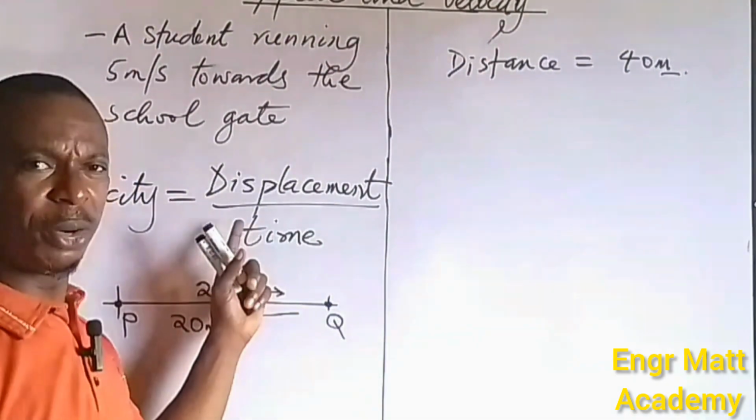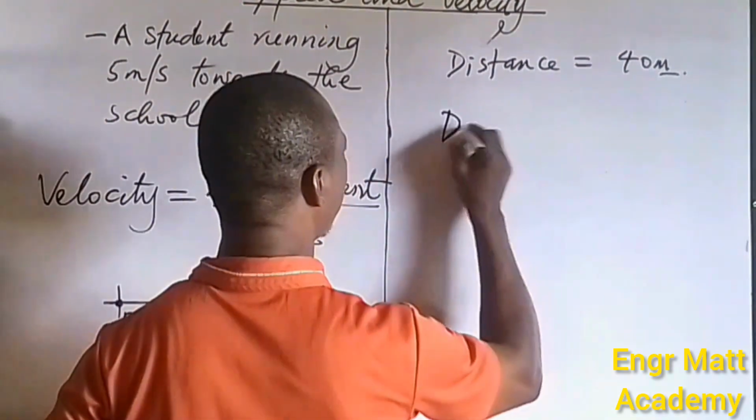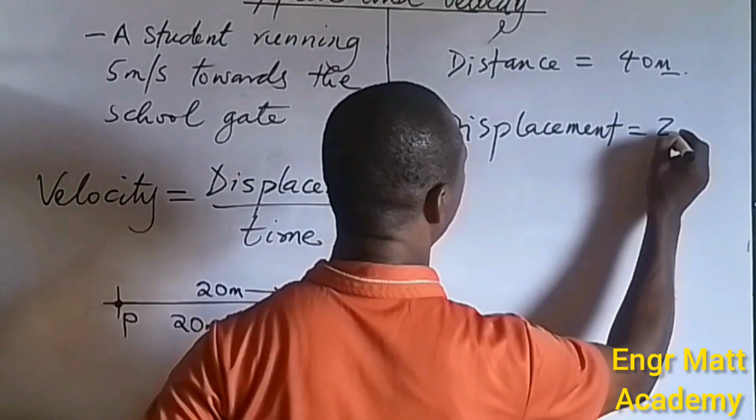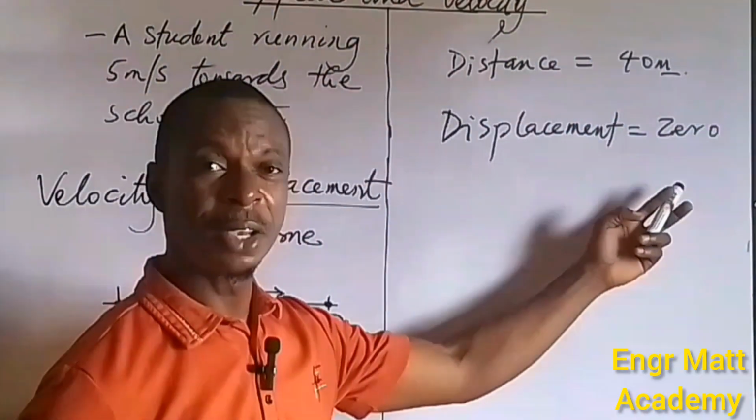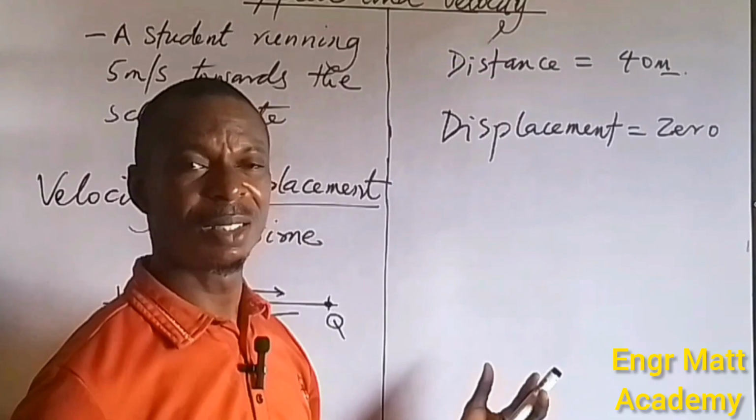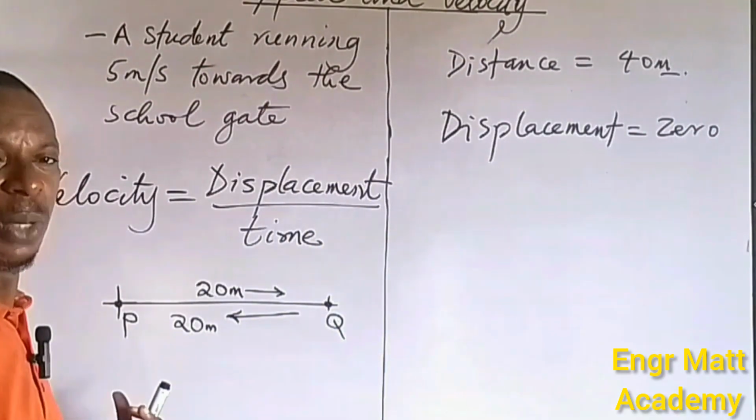But what is the boy's displacement? Displacement is equal to 0. Why 0? Because there was no displacement. The boy stopped at exactly where he started.